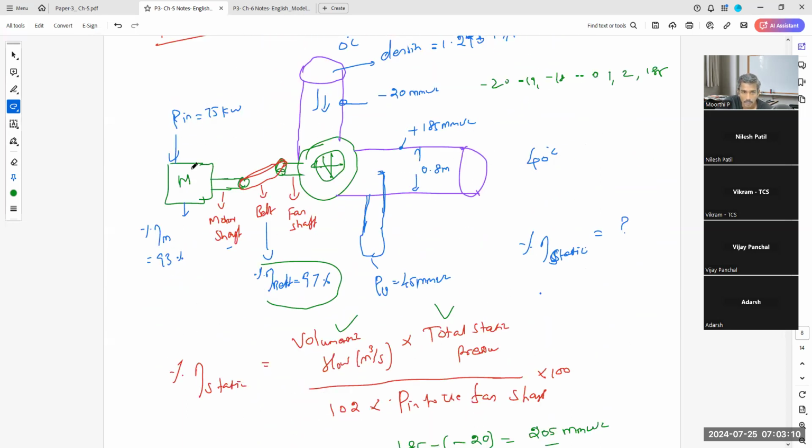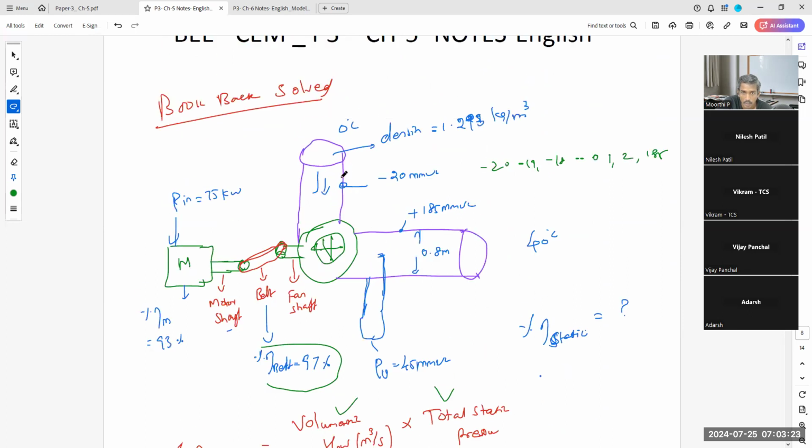This is the power input. You have to understand, it's a motor power input. Then the motor shaft efficiency, they will give the belt efficiency. You have to draw the belt efficiency, then the power going to the fan shaft, power input. This is a fan, this is incoming, this is output. Always draw one diagram for clarity.